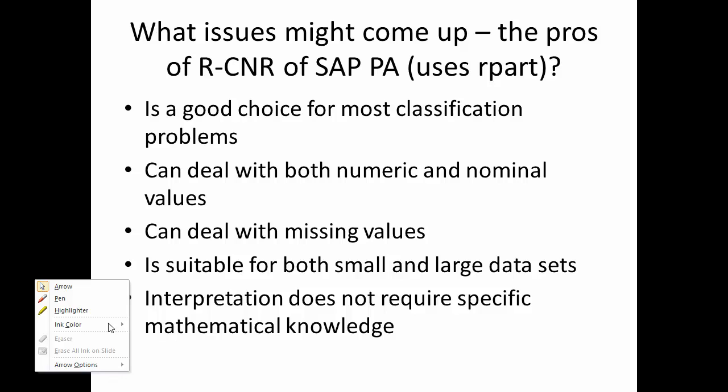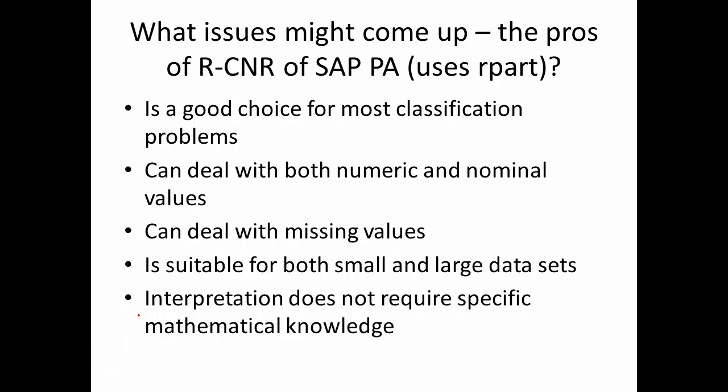Before we consider more specific examples with SAP tools, let's talk a little bit more about theory. Once again, the R part algorithm is the algorithm of SAP PA, which uses R as its main constituent. And now the question is, what are the pros, and later what are the cons of this algorithm? Just for you to know what issues come up with decision trees.